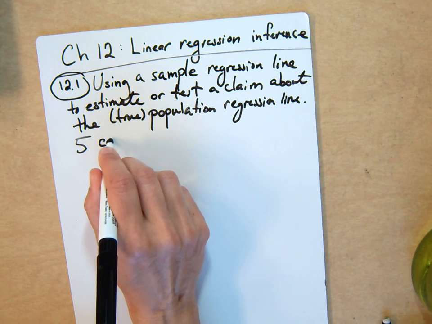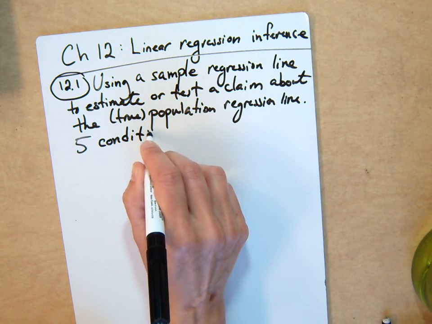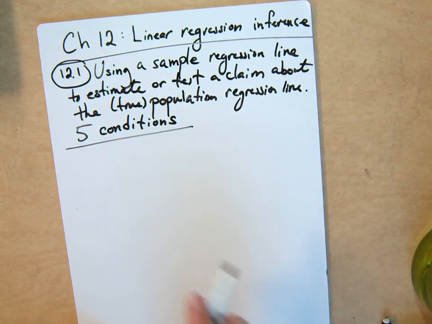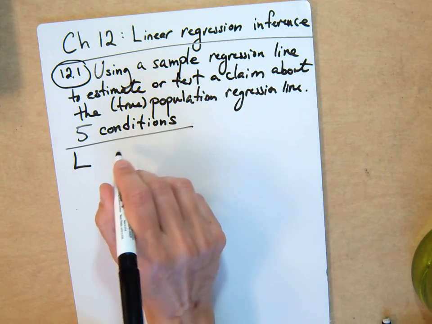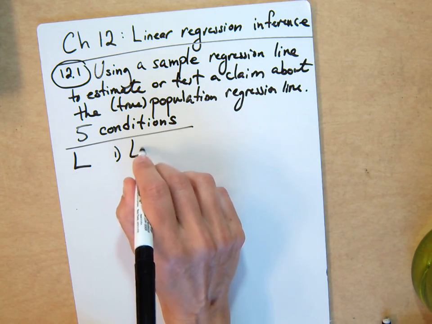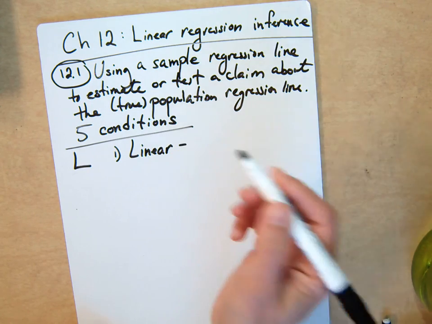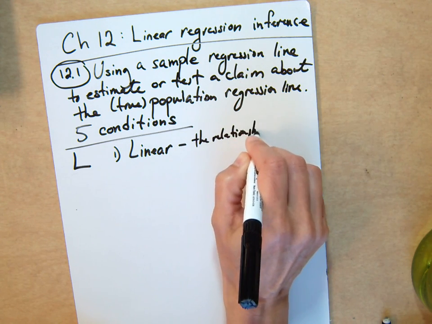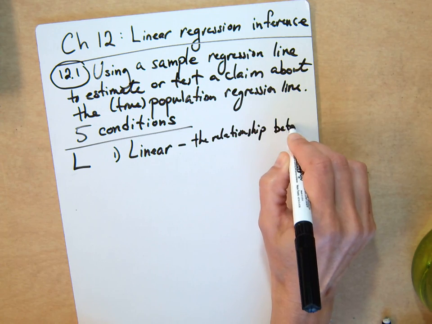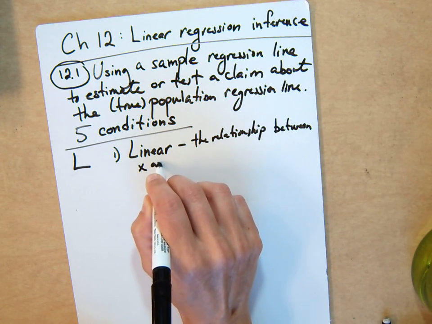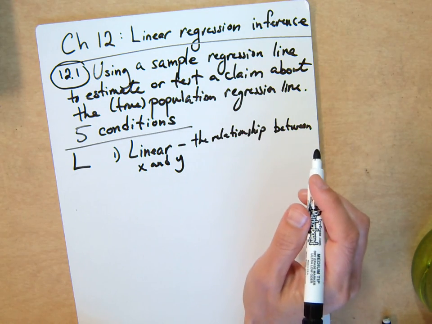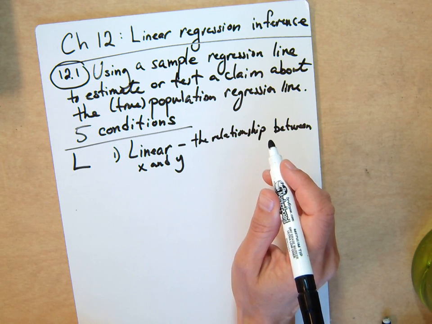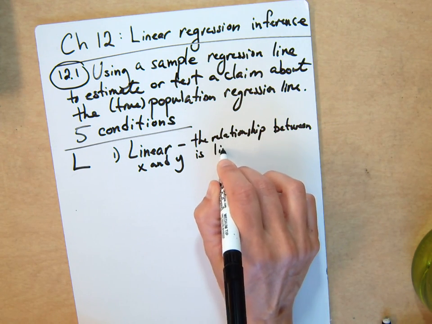Okay, so there are five conditions for these tests or confidence intervals that you have to check. There's a little mnemonic to help remember them called LINER, L-I-N-E-R. The first one is the L, the linear part, which is that the relationship between x and y is linear. If you printed your reading notes, one of the questions is to summarize these conditions.